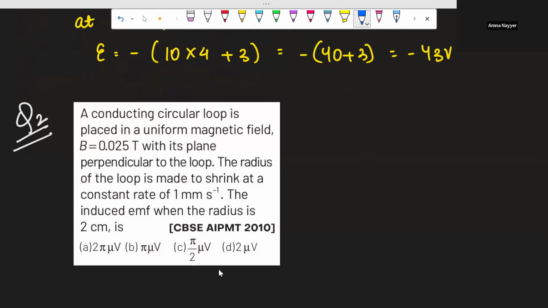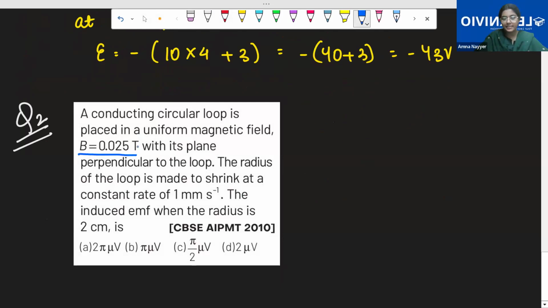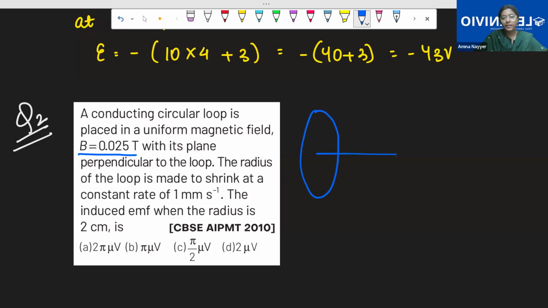Okay, see this question. It says that a conducting circular loop is placed in a uniform magnetic field B equal to 0.025 Tesla, with its plane perpendicular to the field. The loop and the magnetic field are perpendicular to each other. The radius of the loop is made to shrink at a constant rate of 1 millimeter per second. It's a very important question. Though it's an old question, AIPMT 2010, it will help you understand the concept.